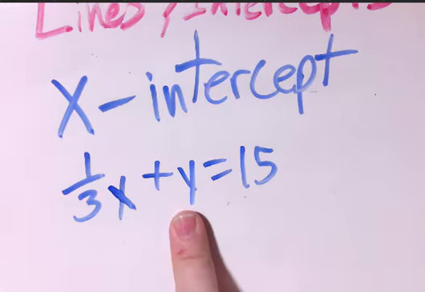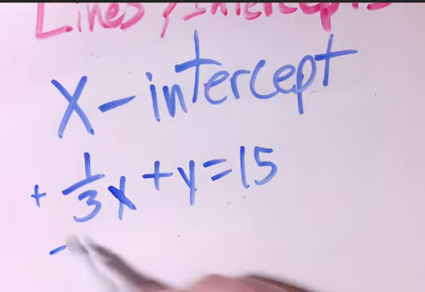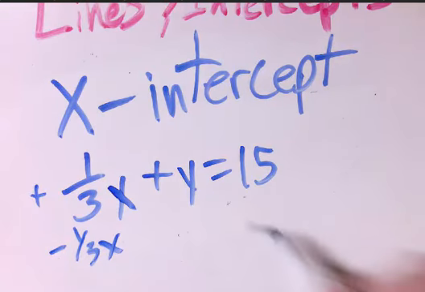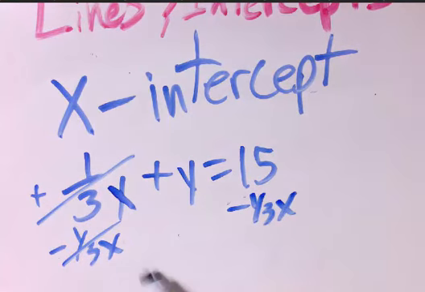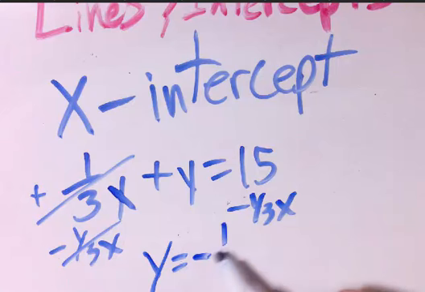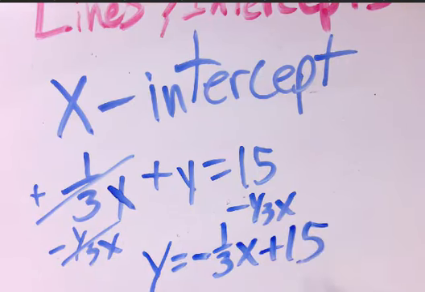So y here is already by itself, so there's no other coefficient in front of it, and it is positive. So we just have to deal with the 1/3 x. And since it's a positive 1/3 x here, we can subtract 1/3 x from both sides. So this is going to give us y is equal to a negative 1/3 x plus 15.